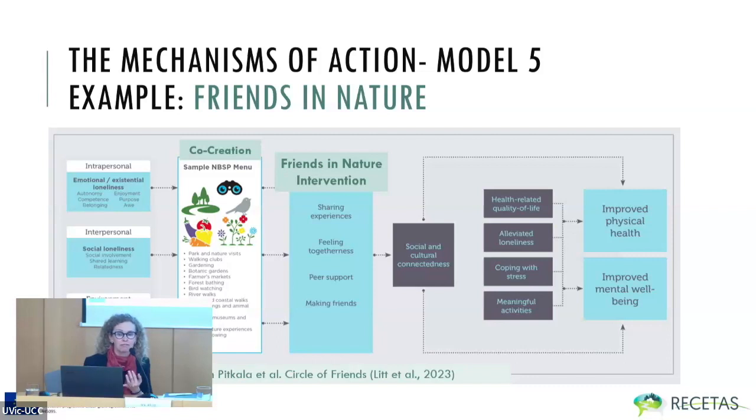But two is that we foster this ability to share experiences. Three, with it, we create these feelings of togetherness. We foster peer support, and we foster making friends. And when those things start to come together, we have this more profound sense of social connectedness. And then that will put us on the path to these other kinds of health changes that we're looking for.